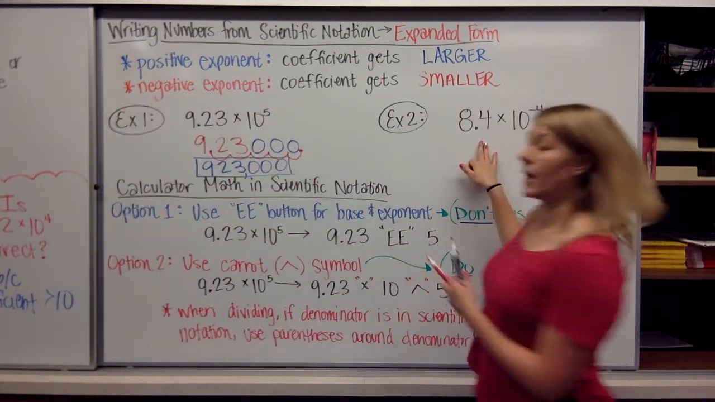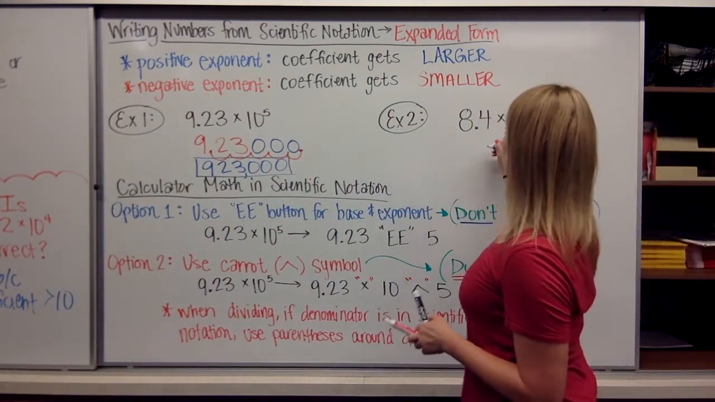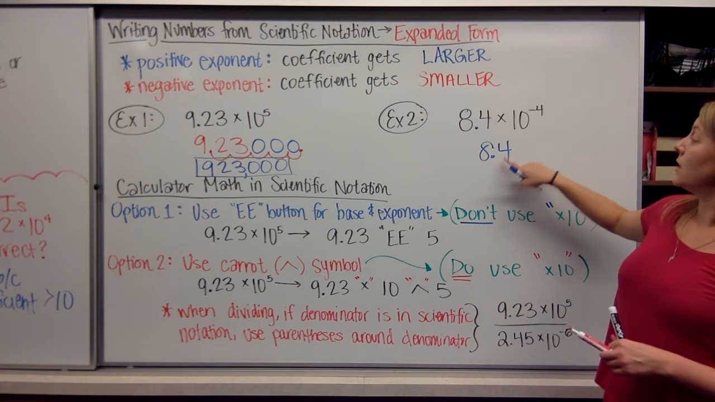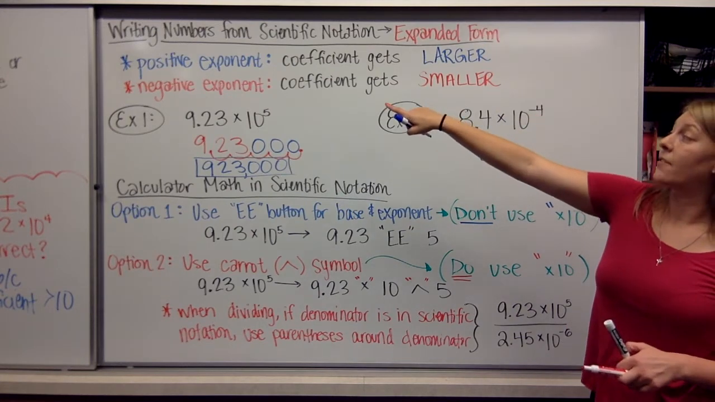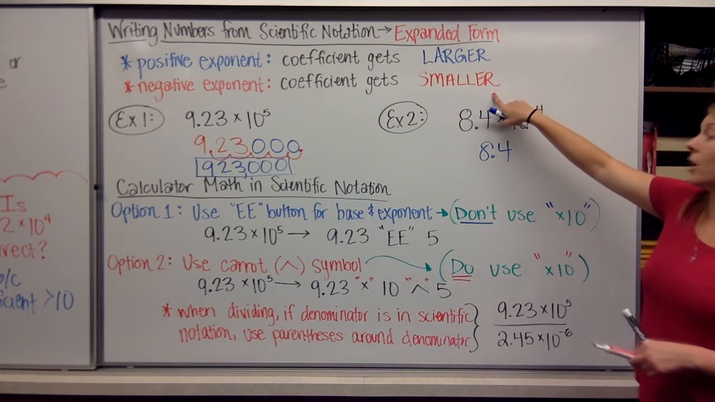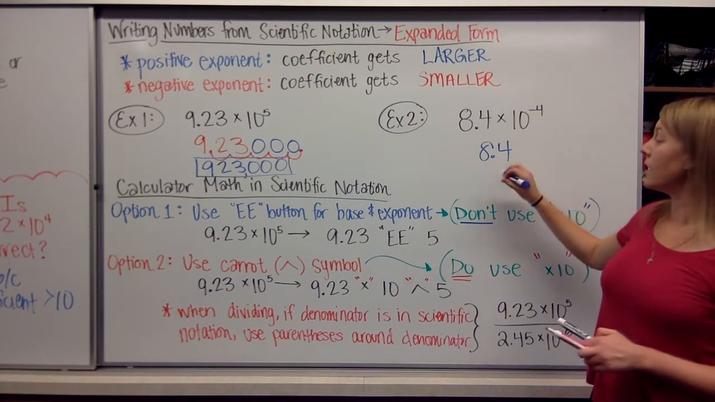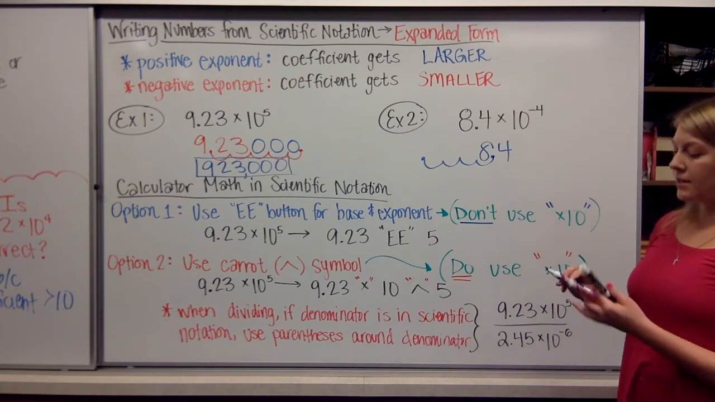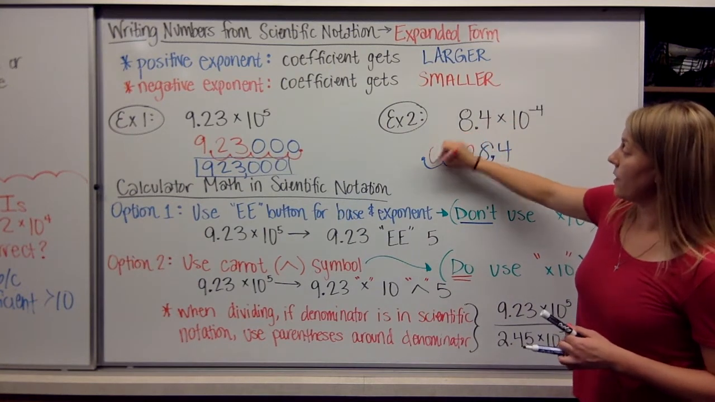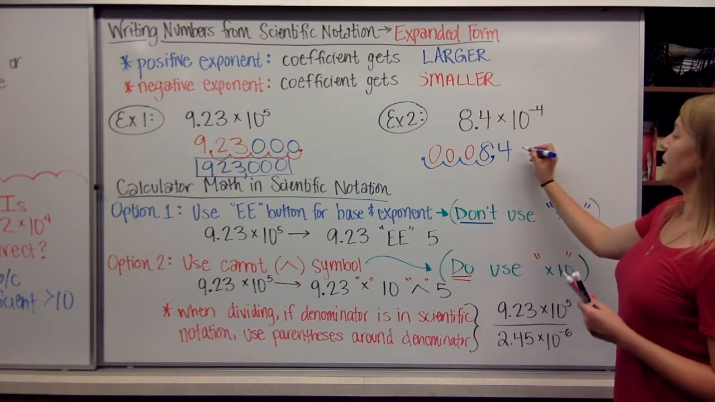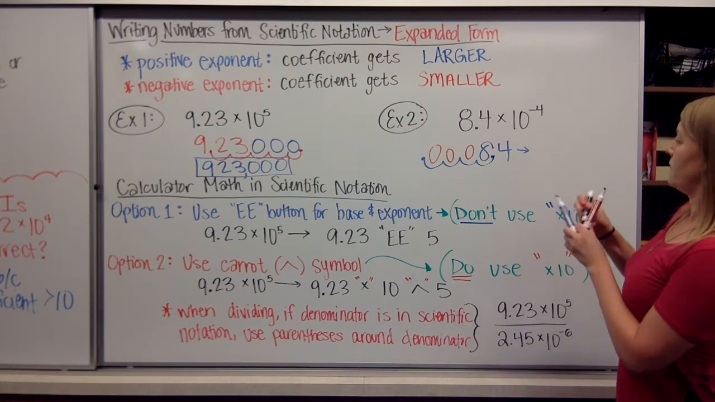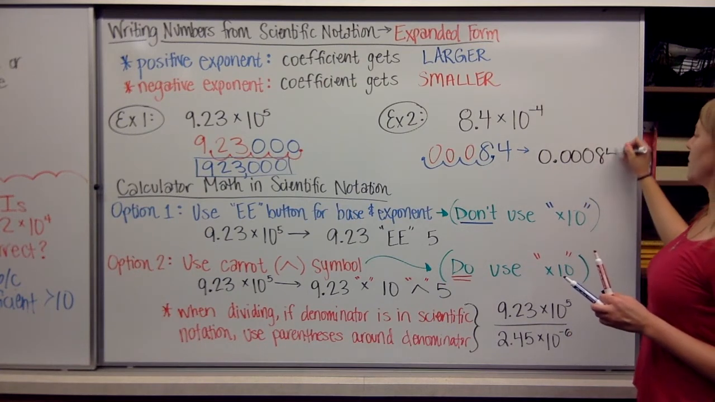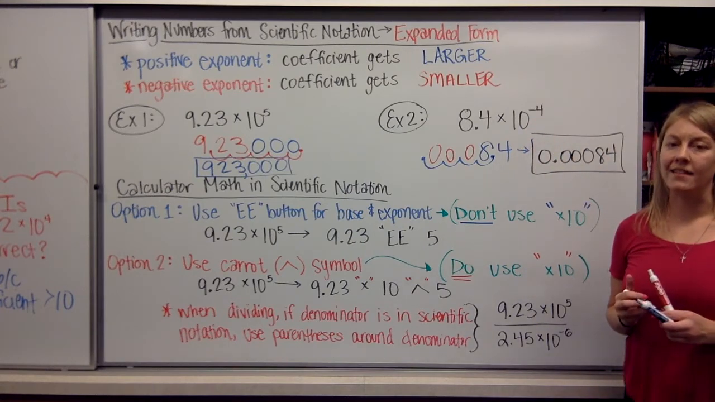Over here, I have 8.4 times 10 to the negative 4th. We'll write 8.4. Here's my decimal. Now I need to move it 4 places, okay? It's a negative exponent, so my coefficient is going to get smaller. That means it's going to be a decimal with zeros in front of it. So I'm moving this decimal 1, 2, 3, 4 places to the left. I'm going to fill those blanks in with zeros, right? And this number now becomes 0.00084. And that's an expanded form.